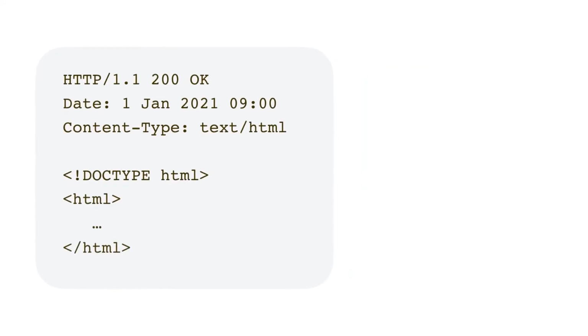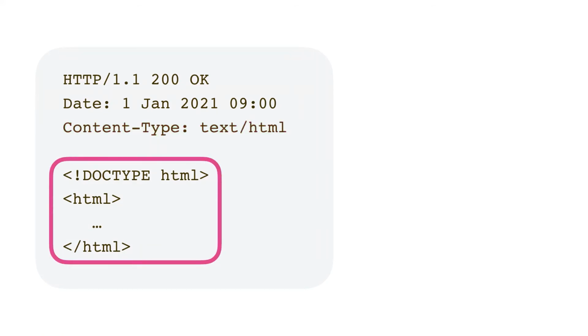Now, what is in the response? Here's a simplified example. On the first line, we see the version of HTTP protocol used, followed by a number which is the status code. 200 means successful or okay. Right below that, we can see the date and time of the response. Next, we can see the type of content the server is sending back to the client, in this case, text/HTML. And after that, we can see the HTML code or the HTML document that represents the homepage of codewithmosh.com. Of course, the actual HTML code is way longer.